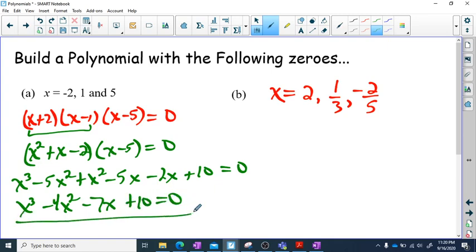If I was to solve that equation, those would be the roots, or the solutions, or the zeros as they call them here on the slide.